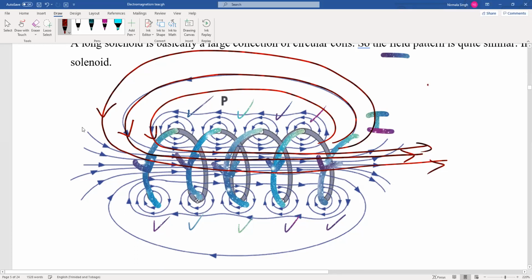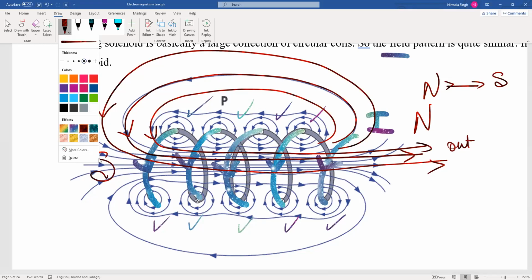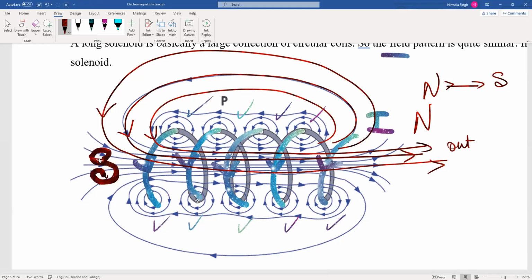And we know that north flows into south. So here where it is flowing out of, you're going to have a north pole forming, and where we have it going into, you're going to end up with a south pole forming. Your magnetic field comes out of your north pole and it flows into your south pole. So this is how we are able to tell where your north and south poles are in a solenoid, simply by looking at the direction of current.